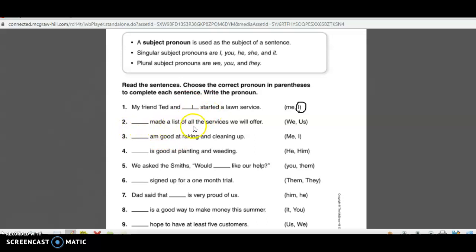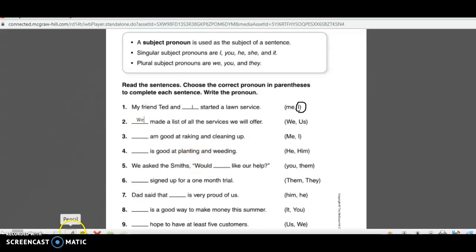Blank made a list of all the services we will offer. So remember, this is the subject, who or what the sentence is about. We usually find that at the beginning of the sentence. And remember, if we have a plural subject, we're using we. So us would be incorrect. If it's a subject, then it would be we. So we need to type in we here. Move it up just a little bit. There we go.